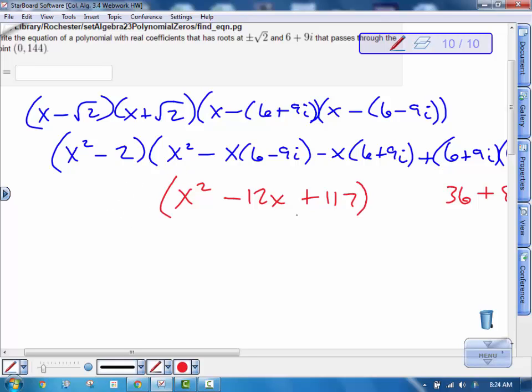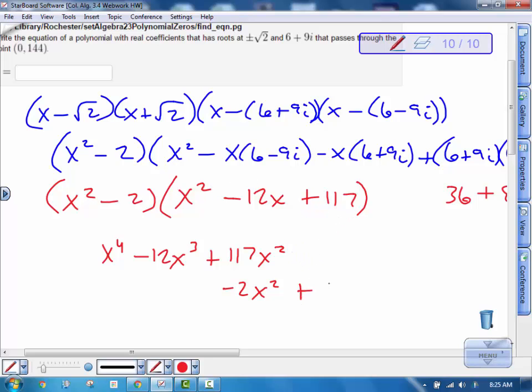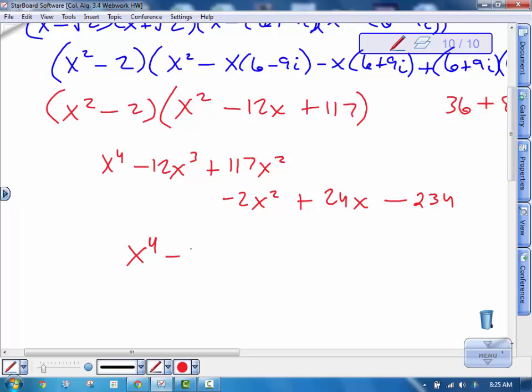So it's this times the x squared minus 2. We still have to FOIL this out. So x squared times x squared is x to the fourth. x squared times negative 12 is negative 12x cubed. x squared times 117 is 117x squared. Negative 2 times x squared is, I'm going to write this underneath this one because I'm going to end up adding those together, negative 2x squared. Then I have positive 24x. And then negative 117 times 2, negative 234. Okay, I can add these together. My final polynomial is x to the fourth minus 12x cubed plus 115x squared plus 24x minus 234.